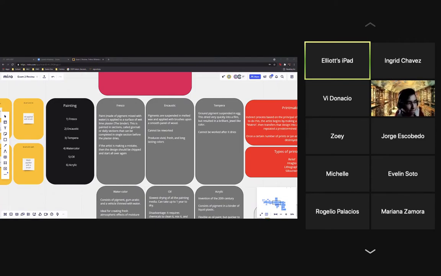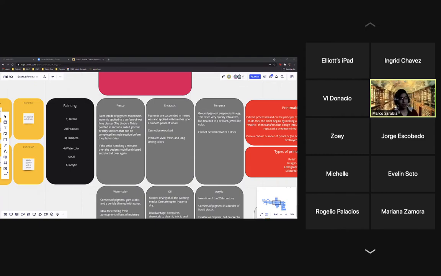Paint made of pigment mixed with water is applied to a surface of wet lime plaster, which is the binder. This is painted in sections called giornate, or daily sections, that can be completed in a single session before the plaster dries. If the artist makes a mistake, then the design should be chipped off and started all over again.